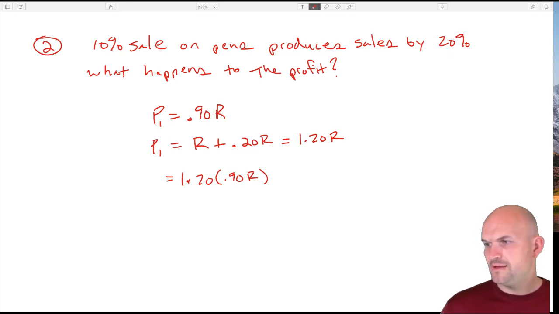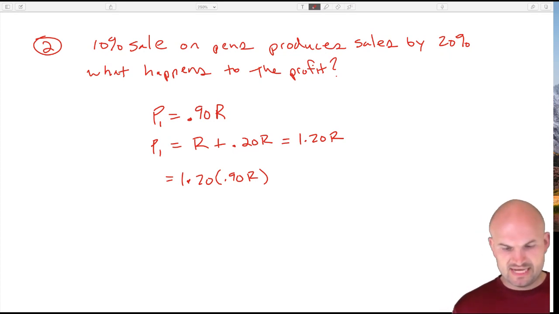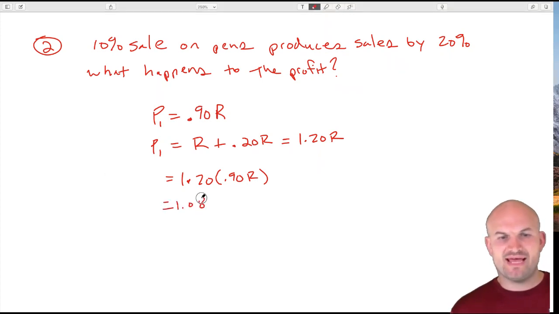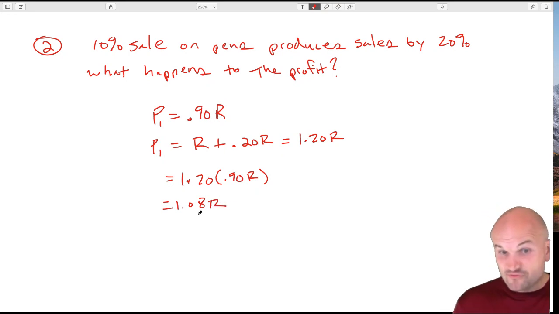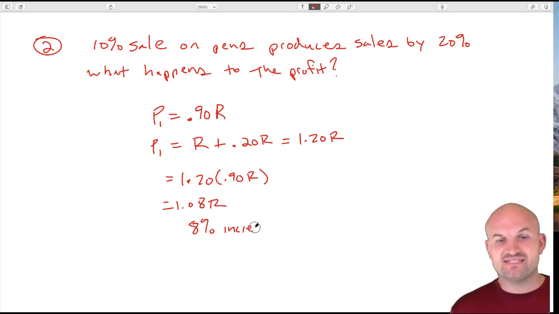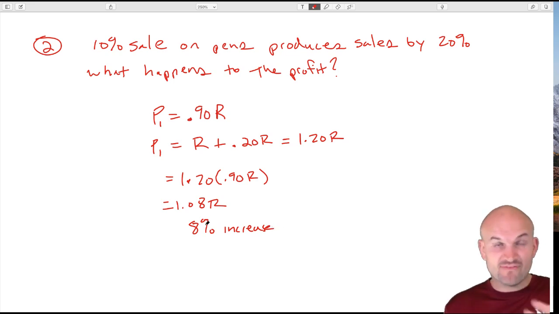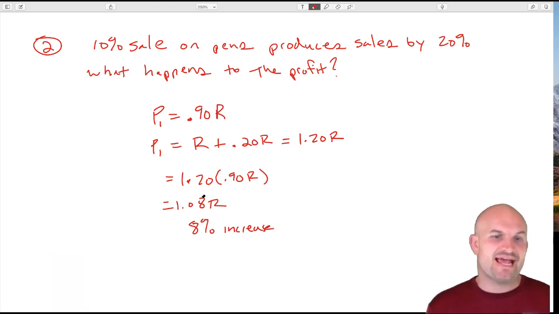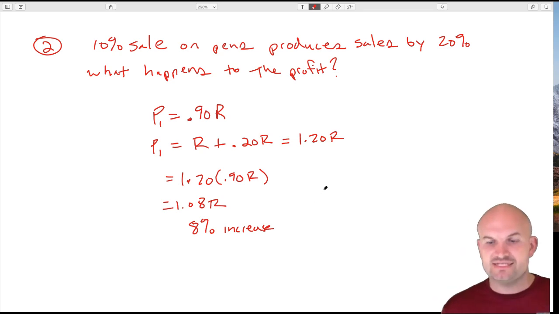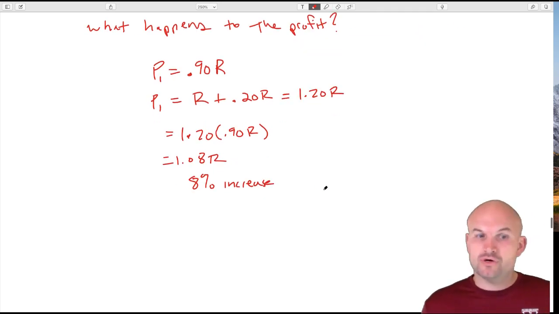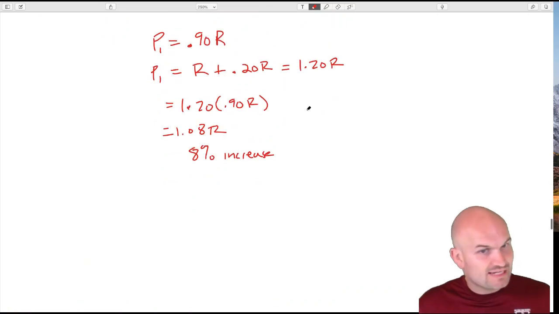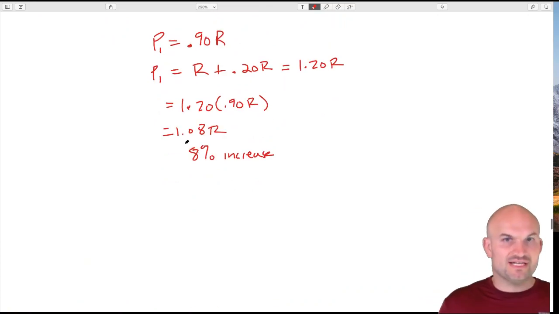Yeah, so now when I multiply 1.20 times 0.90, you can see that's giving me 1.08 R. So that's going to give me an 8% increase, right? Because it's above 1, we know it's above 100%. It's an increase, not a decrease, and therefore 0.08 means 8% is the increase. So it's not a 10% increase, but a little bit less, because you are not taking in as much money.